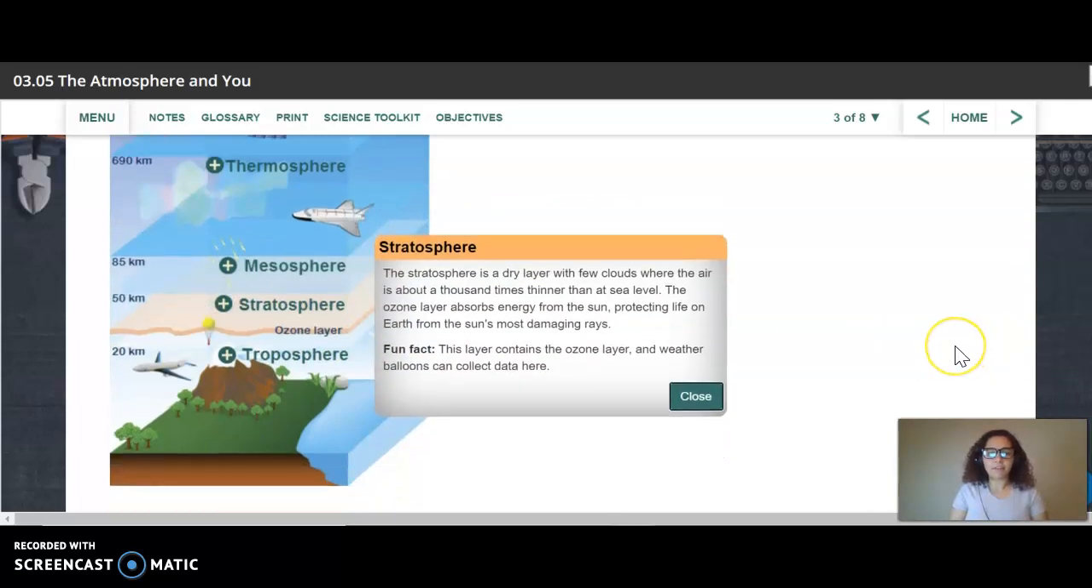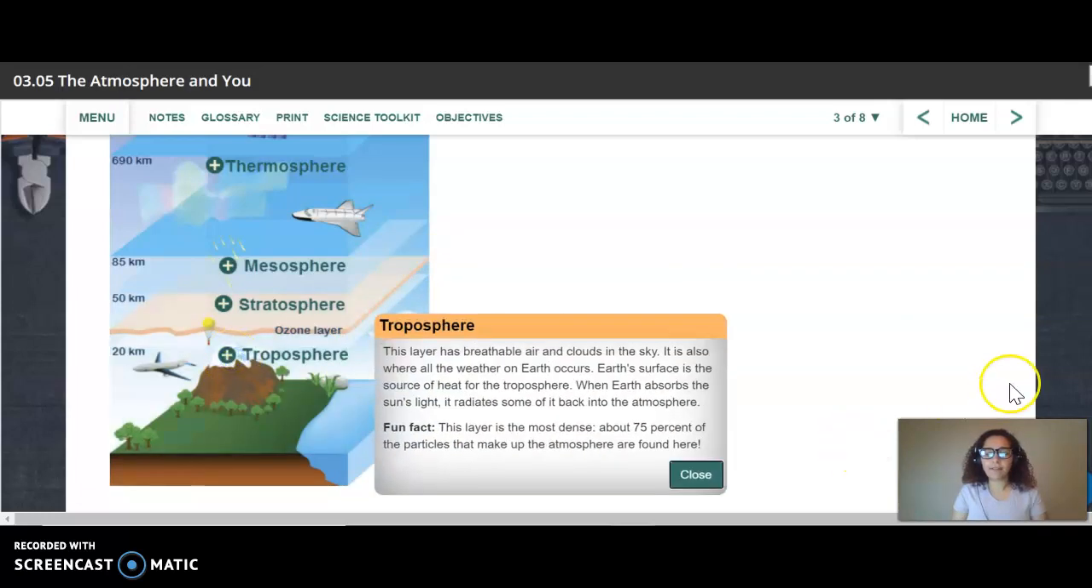Next, we have the stratosphere, and this layer is very important because it contains the ozone layer, which we're going to talk a little bit more about later. So the stratosphere is a dry layer with few clouds where the air is about 1,000 times thinner than at sea level. The ozone layer absorbs energy from the sun, protecting life on Earth from most of the sun's damaging rays.